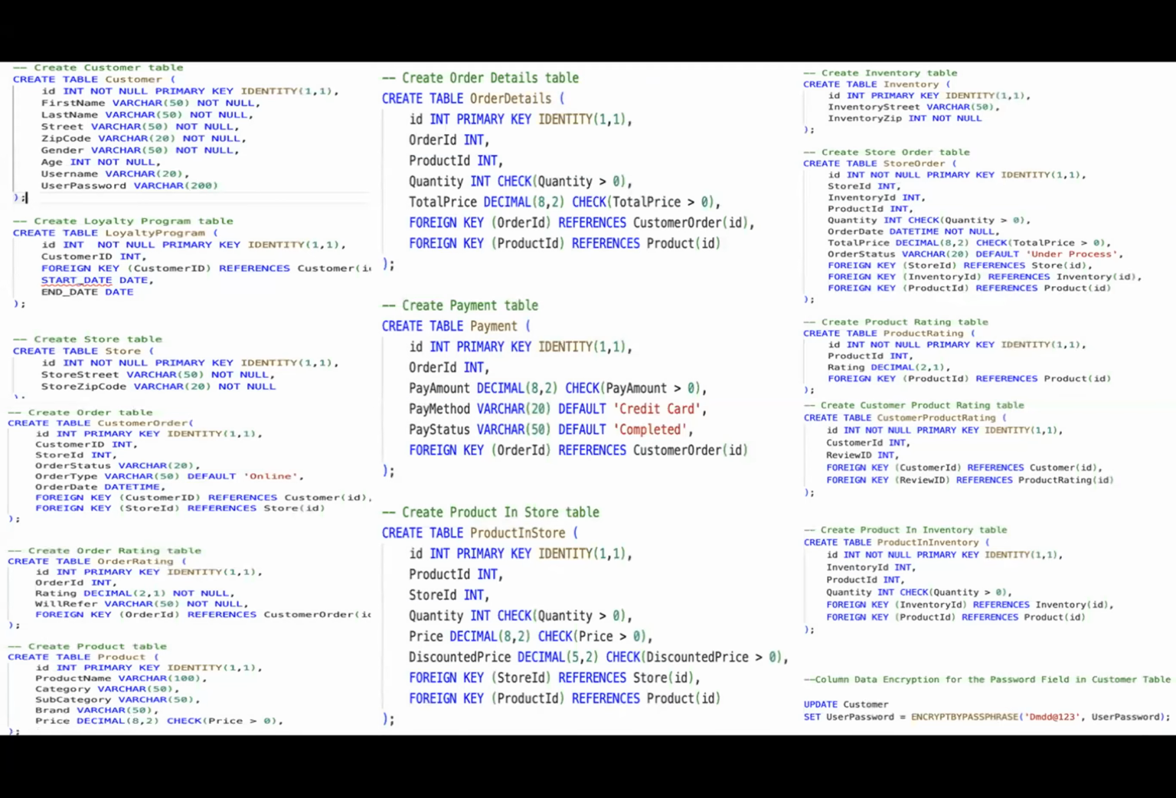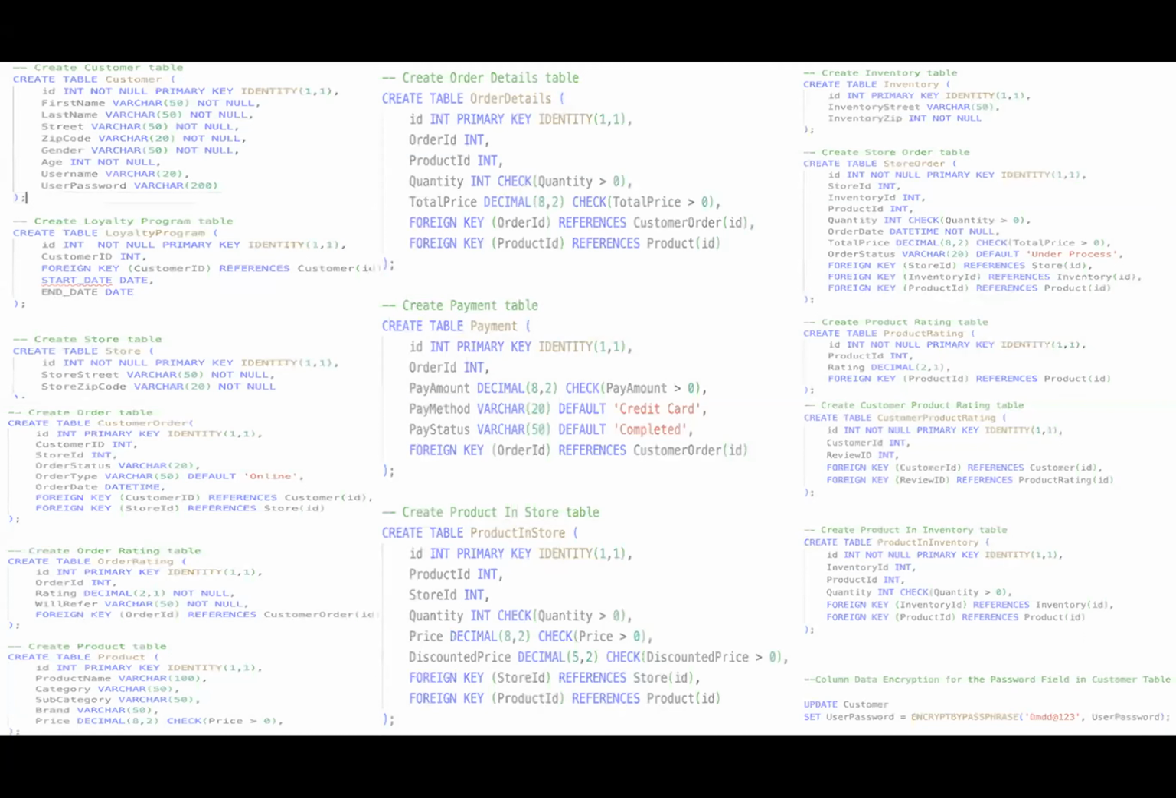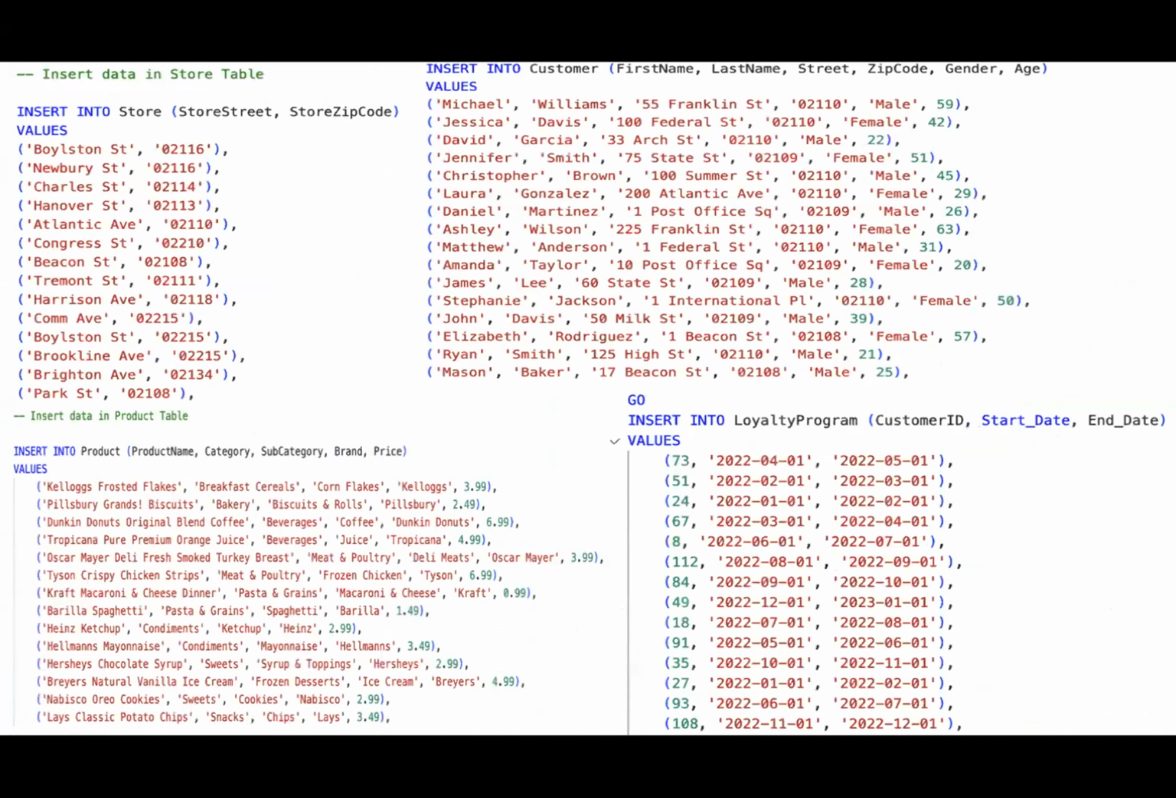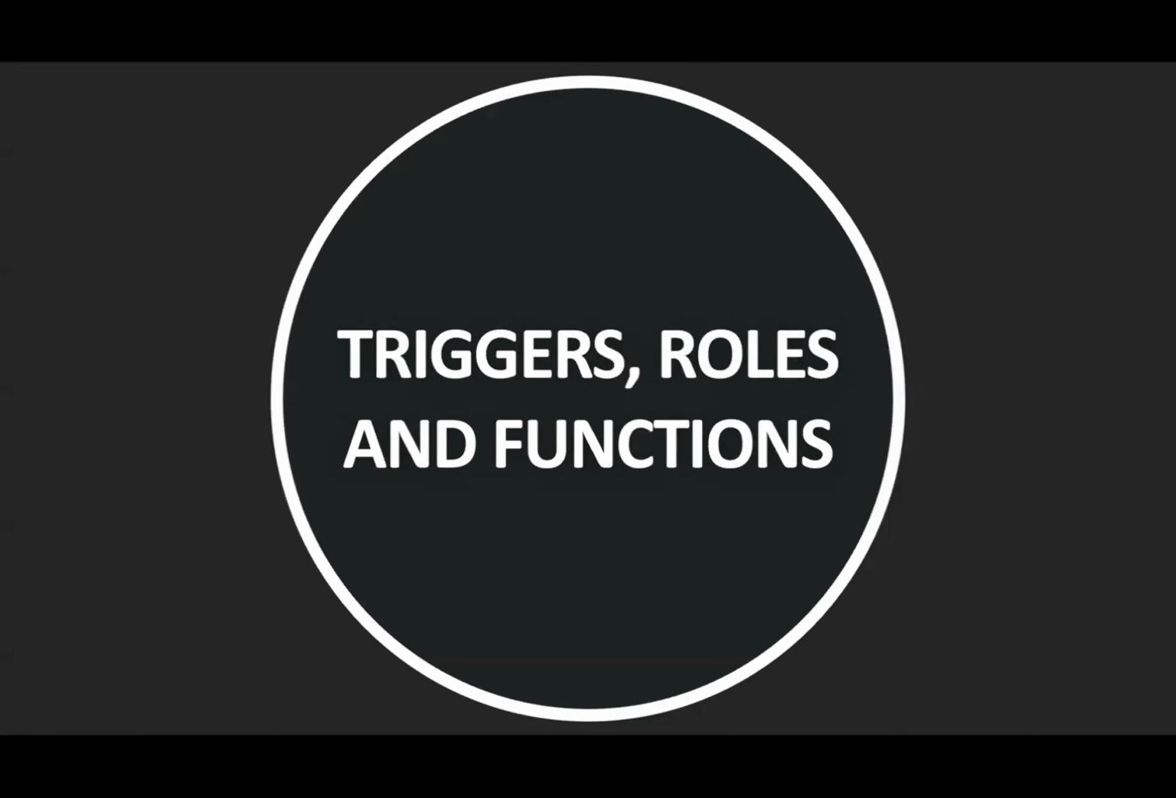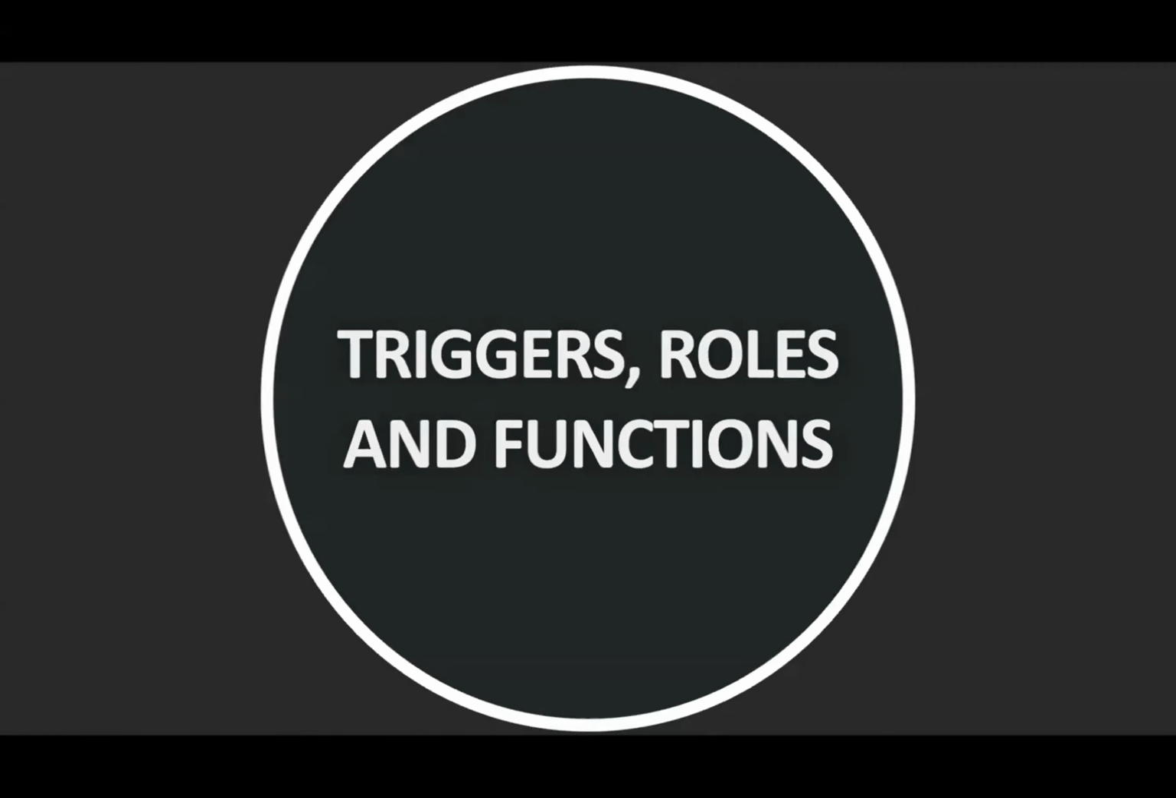So coming to the next part, we have used the insert statements to enter random data into our database. The main highlight is that we have entered 22 categories of products and 135 different subcategories also. So the next part is the triggers, roles, and functions.